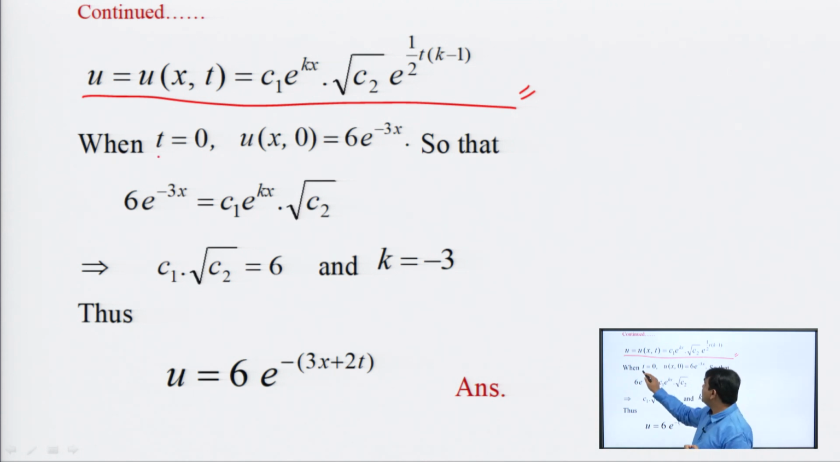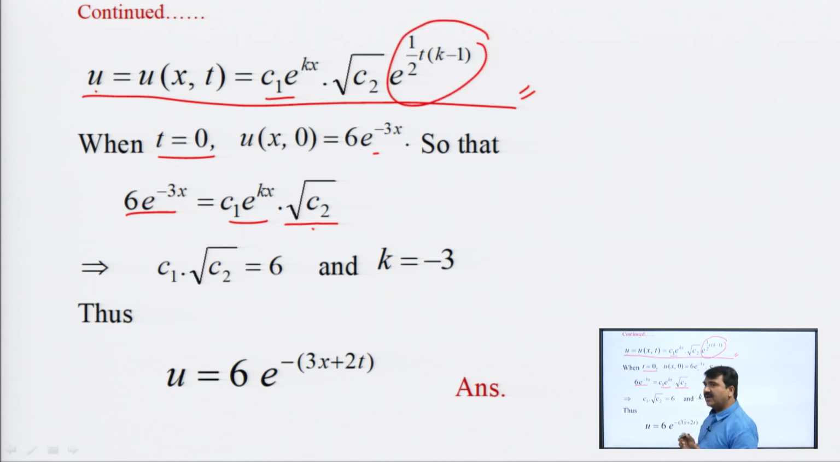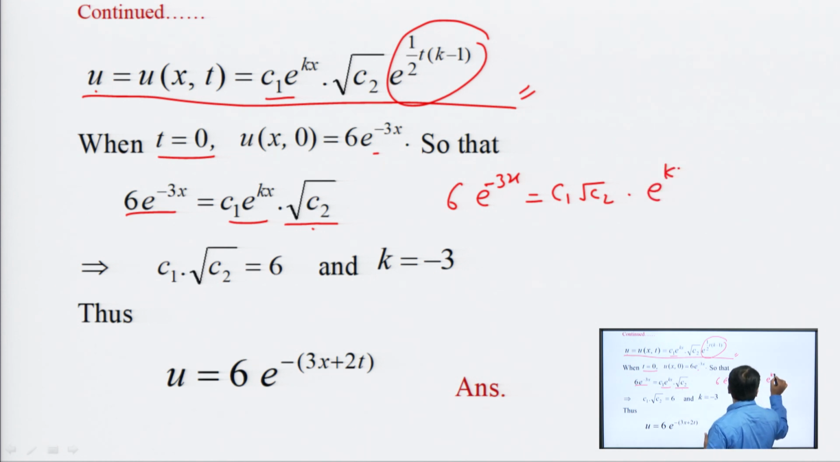The given condition is when t is 0, u is equal to this. So, when we put this, that is u is equal to 6 into e to the power minus 3 x, this value is equal to C 1 because t is 0. So, C 1 e to the power k x root C 2, and here t is 0, so its value becomes 1. So, from here we can see that 6 e to the power minus 3 x is equal to C 1 root C 2 into e to the power k x.